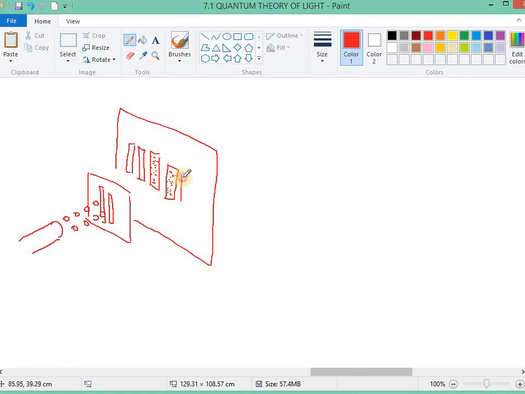We can see an interference pattern. That means we have regions that have electrons, no electrons, electrons, no electrons, electrons, no electrons, electrons. So we see an interference pattern. If we have an interference pattern, that means the electrons undergo interference.